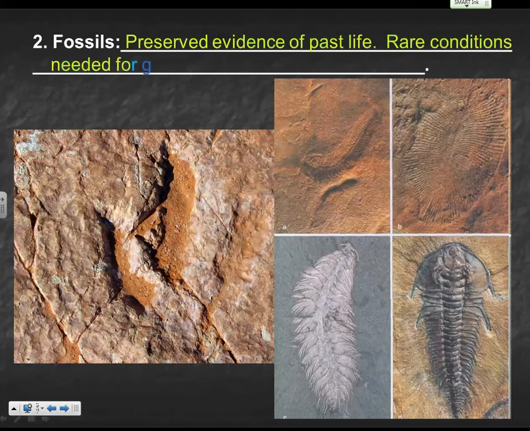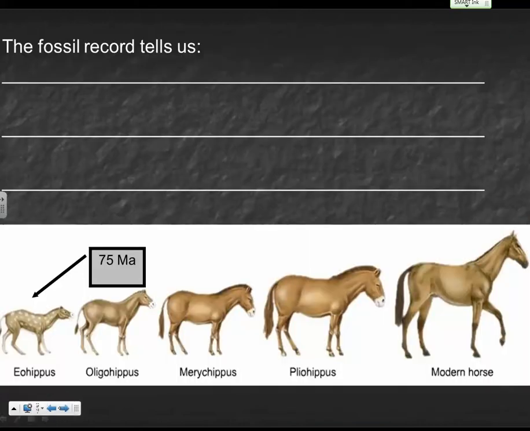First, remember that fossils are preserved evidence of past life. They are rare. Things don't usually fossilize. But because of the sheer number of organisms that have lived on Earth, we do find lots of fossils. But it is rare to have the conditions necessary for good fossilization.